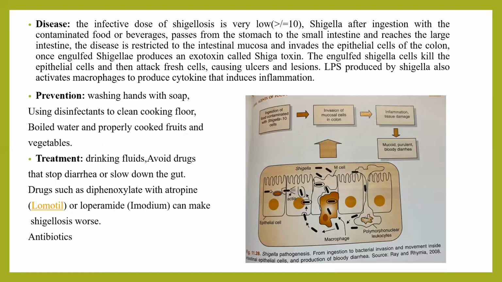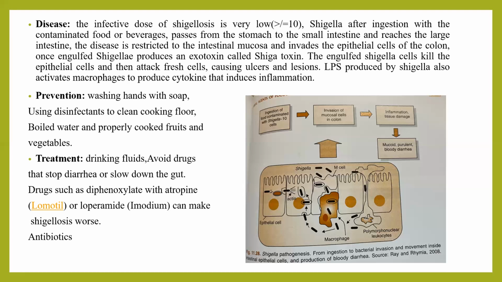So this is the disease cycle. The infective dose of shigellosis is very, very low. Less than or equal to 10 bacteria can cause an infection. Though the organism is very susceptible to heating, a very small number of this organism, less than or equal to 10, is enough to initiate an infection. After ingestion with contaminated food or beverages, Shigella passes from the stomach to the small intestine and reaches the large intestine. The disease is restricted to the intestinal mucosa and invades the epithelial cells of the colon.